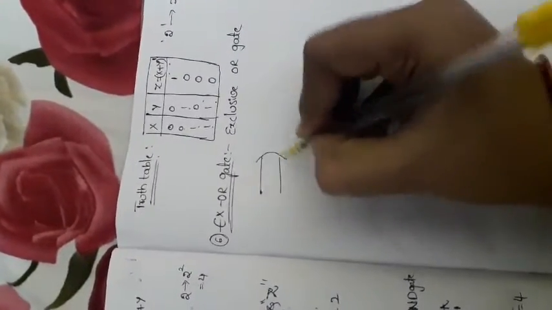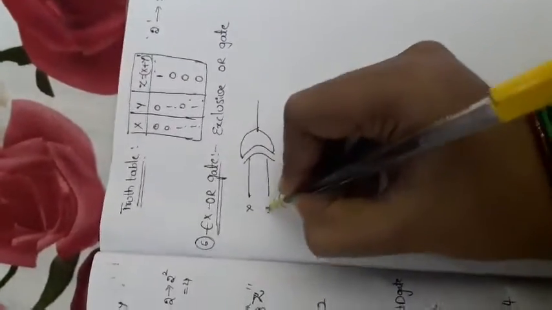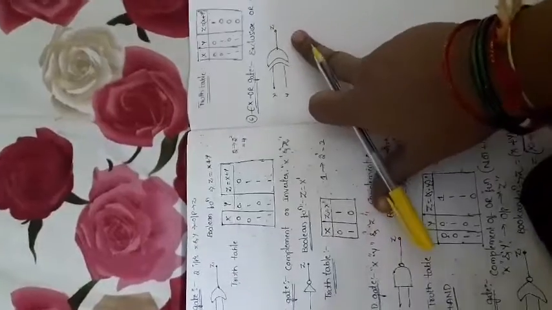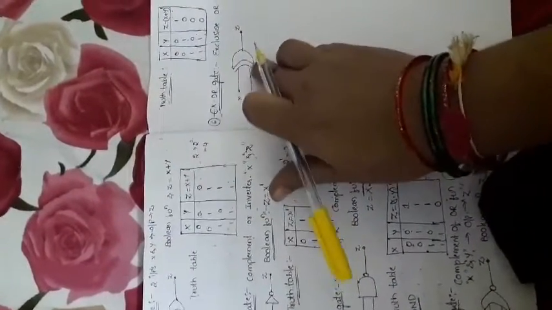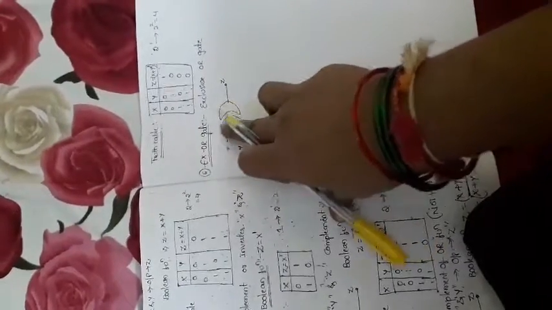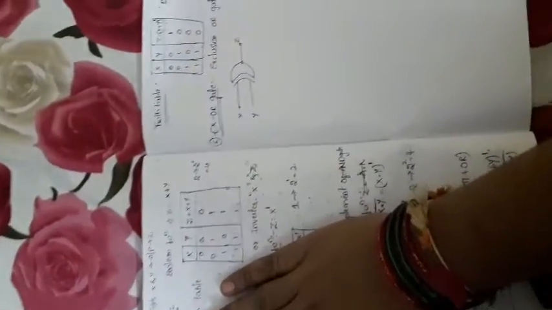I can draw the logic symbol for this so you can understand easily. This is the logic symbol of the XOR gate. Just observe here, the OR gate logic symbol is like this and the XOR symbol is like this. It is exactly similar to the OR gate, except for this extra curved line on the input side.